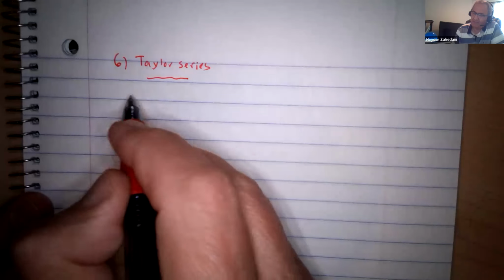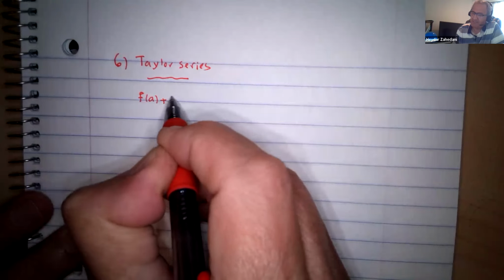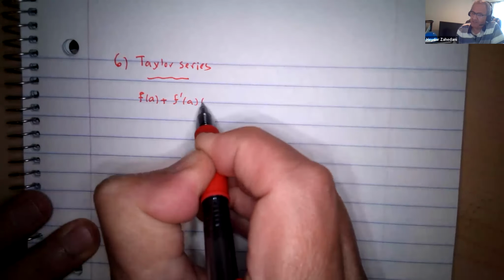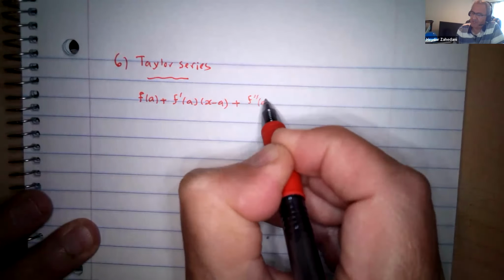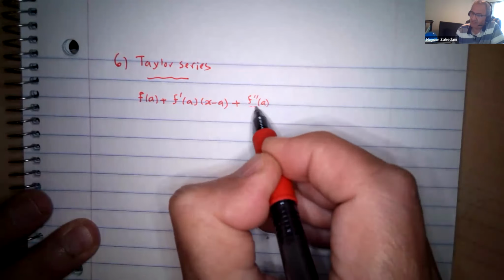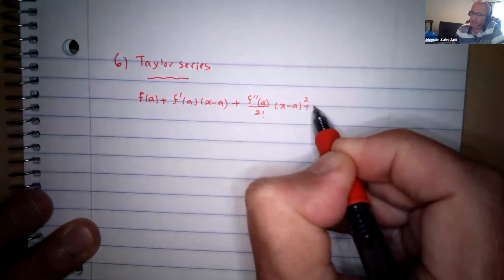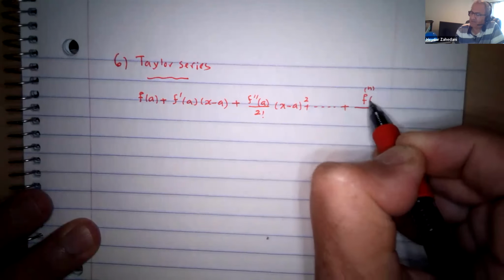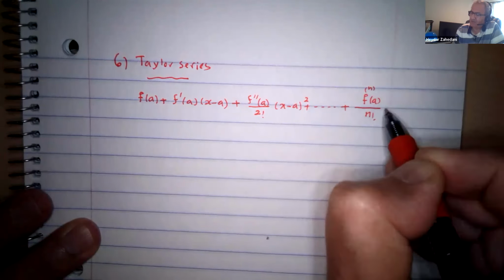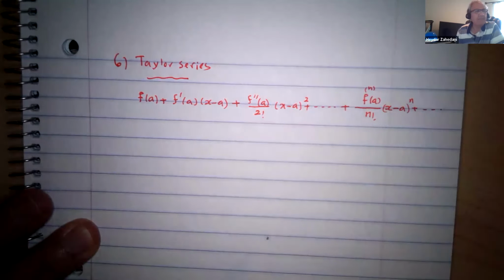The Taylor series of a function at a is f of a plus f prime of a times x minus a plus f double prime of a over 2 factorial times x minus a all squared, and you continue. The general term is the nth derivative of f at a over n factorial times x minus a to the n, forever. This is the way we write it down.